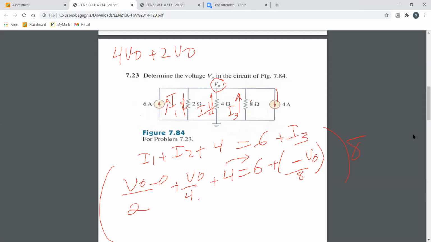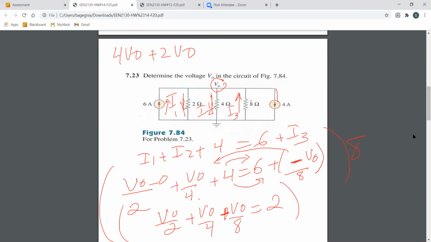Okay, let me write it down here one more time. V0 over 2 plus V0 over 4. And then minus V0, I can take it to the other side. And the 4, move it to the right side. So this one goes here. It has a minus, so switch to plus. And that 4 has a plus, switch to minus. So minus 4 plus 6 will be a 2.